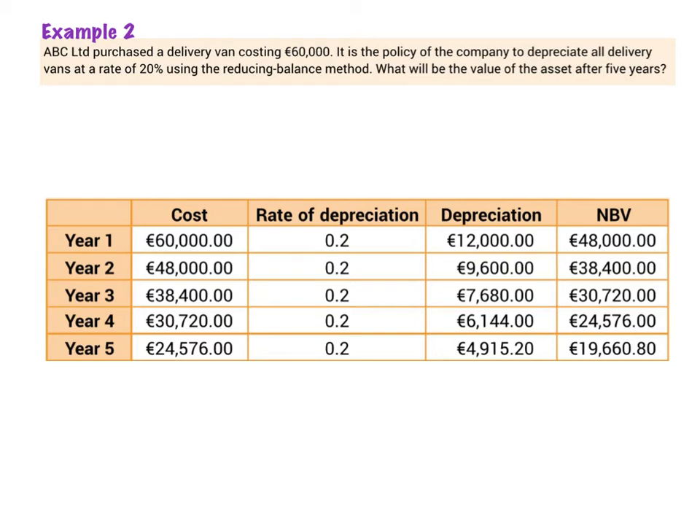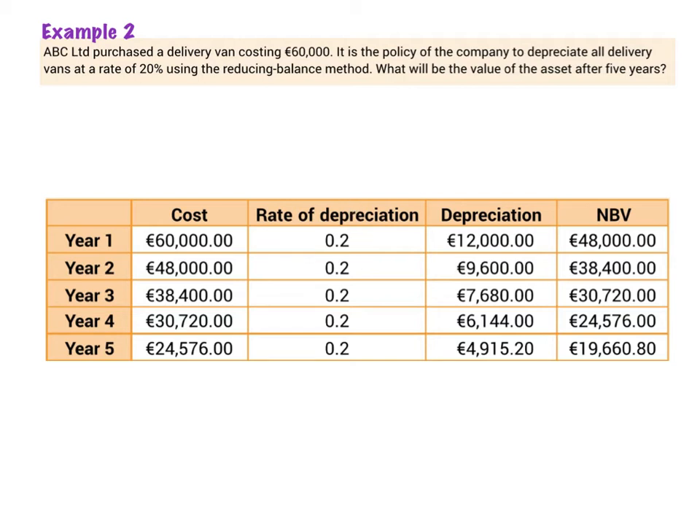Okay, so ABC Limited have purchased a delivery van. Again, they've bought an asset. It cost them 60,000. It's their policy to depreciate the vans at a rate of 20% on a reducing balance method. What will the value of the asset be after 5 years? With a reducing balance method, you can do it year by year through this table here, or there's another method through the formula. I'm going to show you both and you can choose which one you want to do.